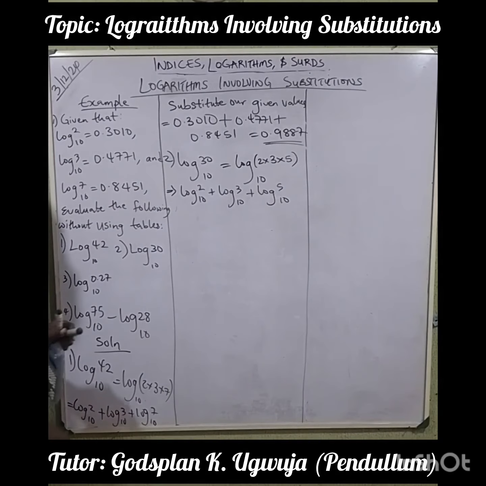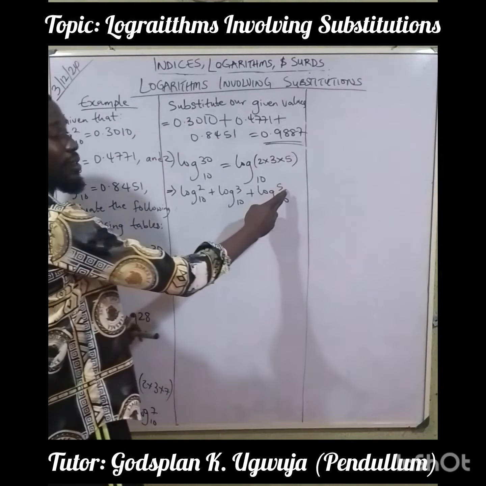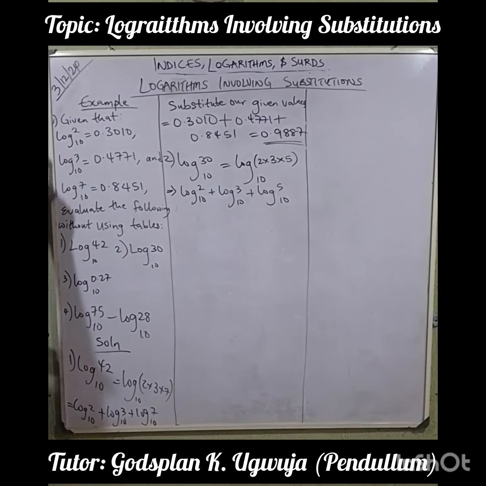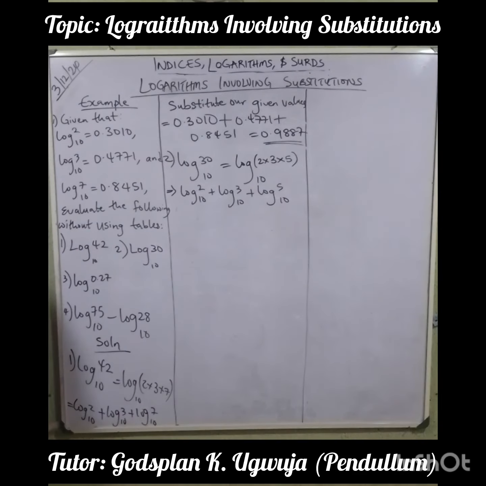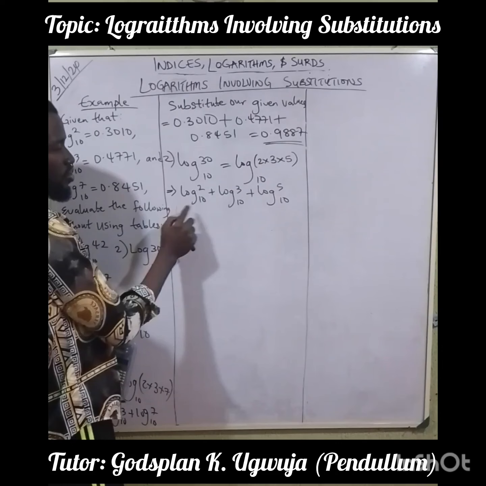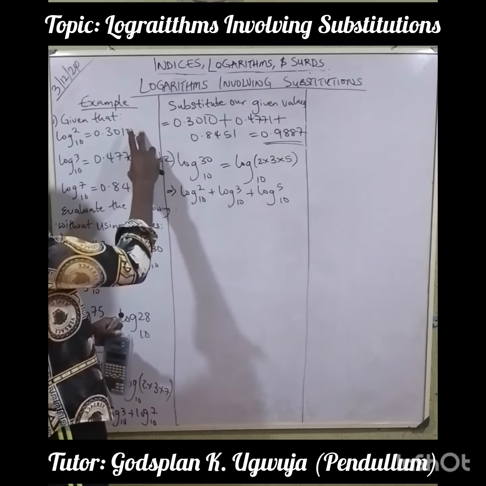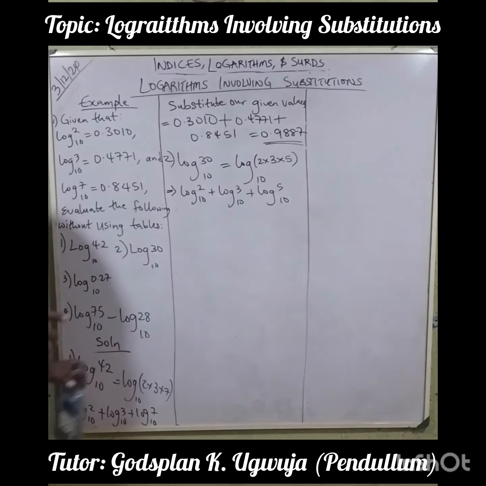Alright, but then you notice that here we have log 5 base 10. But among the substitutes given to us, there is no log 5 base 10. It's only log 2, log 3, and log 7. So you ask yourself, how else can we express log 5 using logarithms that are already known to us? How can we rewrite this one? Because these two, we have no problem with. They are given to us. This is the one we have an issue with. So how do we rewrite it using logarithms that we already know?